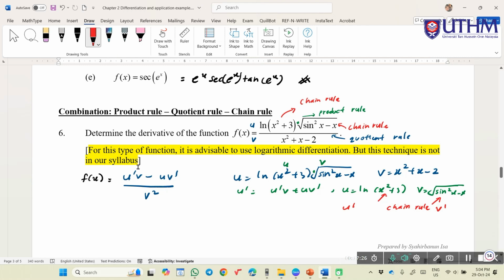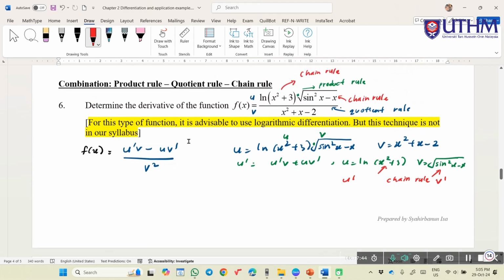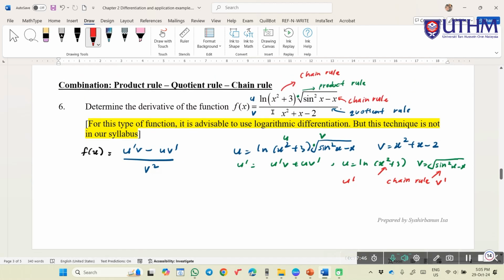However, I already put a remark here. For this type of function, it is advisable to use logarithmic differentiation. But this technique is not in our syllabus. Previously, I taught this kind of function. But it is not advisable for you to use the combination of the product rule, quotient rule, and chain rule.